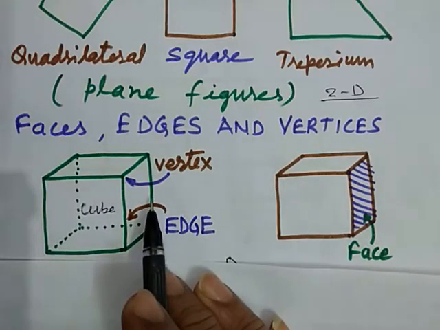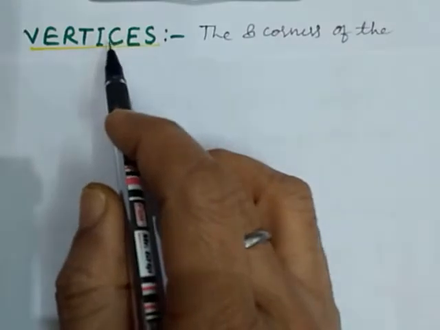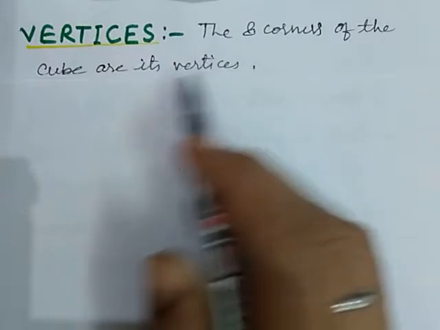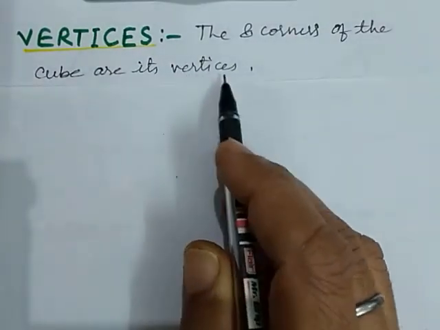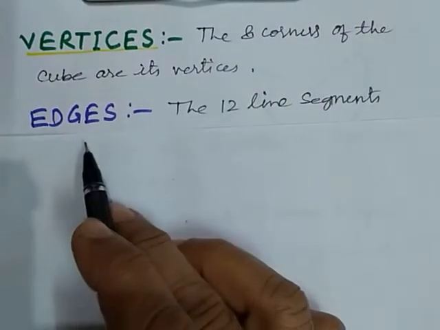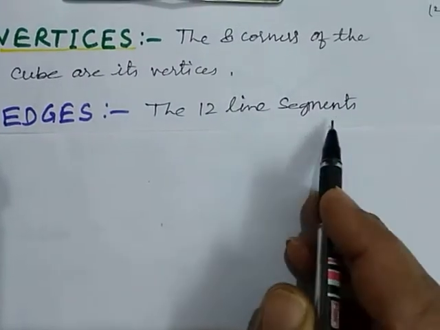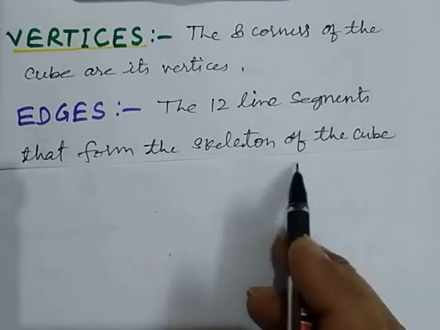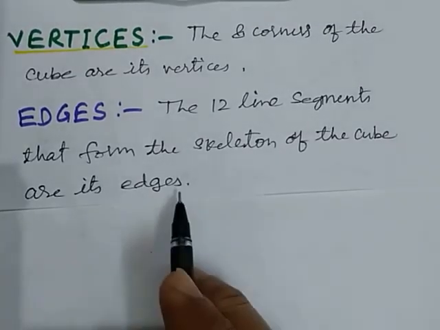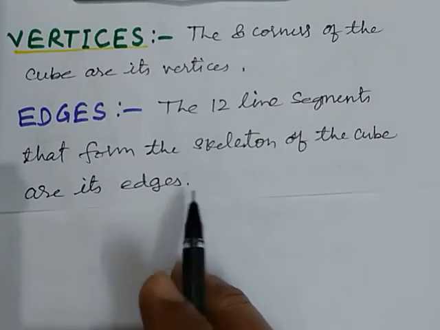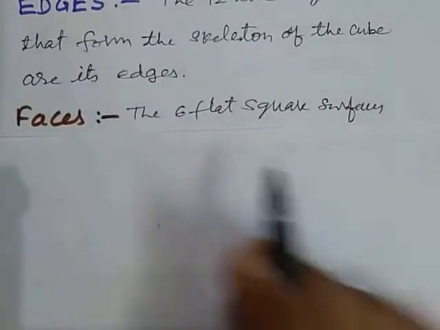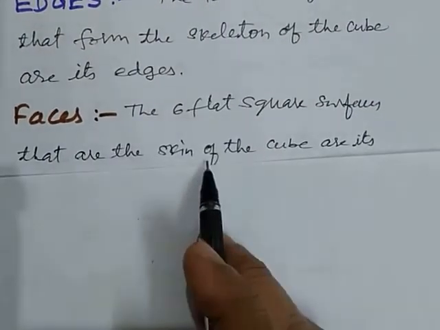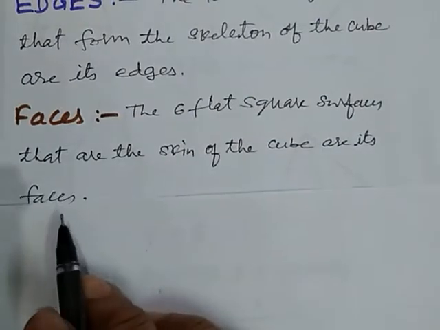Okay, now we learn vertices. The 8 corners of the cube are its vertices. The 12 line segments that form the skeleton of the cube are its edges. Okay, faces: the 6 flat square surfaces that are the skin of the cube are its faces.